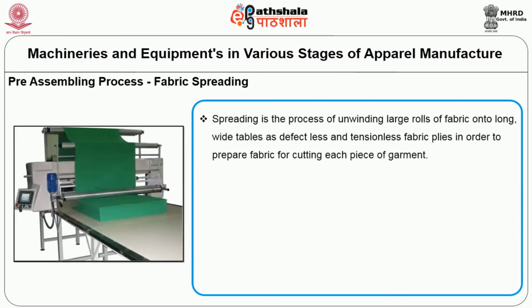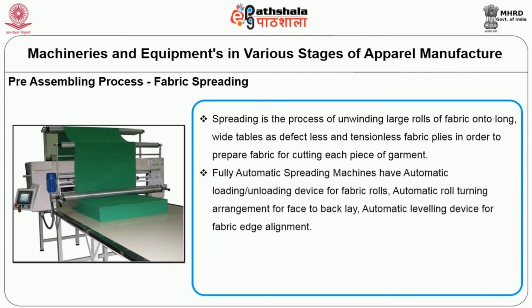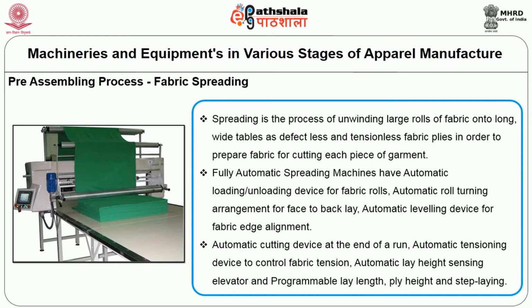Spreading is a process of unwinding large rolls of fabric onto long wide tables as defectless and tensionless fabric plies, in order to prepare the fabric for cutting each piece of a garment. Fully automatic spreading machines have an automatic loading or unloading device for fabric rolls, automatic roll turning arrangement for face to back lay, automatic leveling device for fabric edge alignment, automatic cutting device at the end of a run, automatic tensioning device to control the fabric tension, automatic lay height sensing elevator, and programmable lay length, ply height and step lay. So all these are available in an automatic spreading machine. That figure shows an example of a spreading machine.